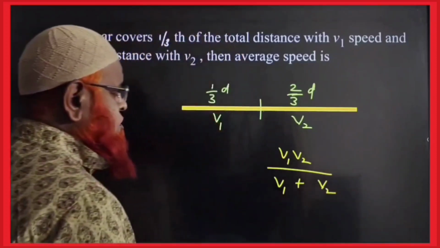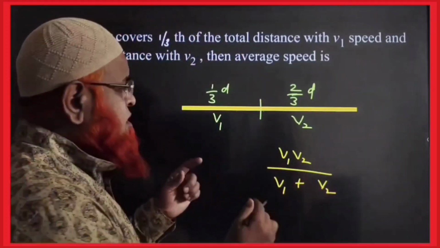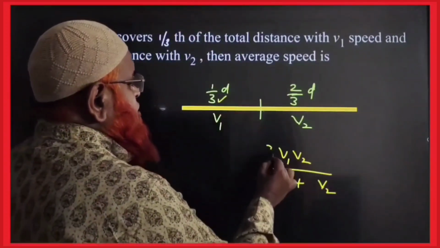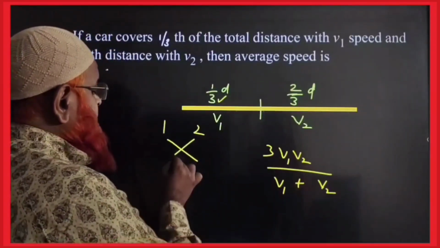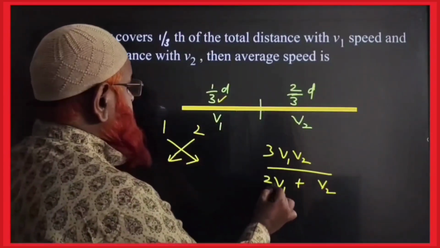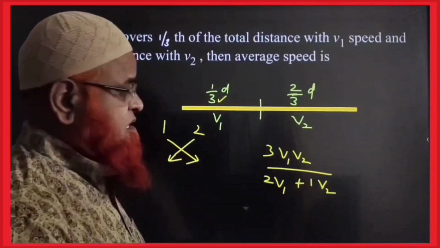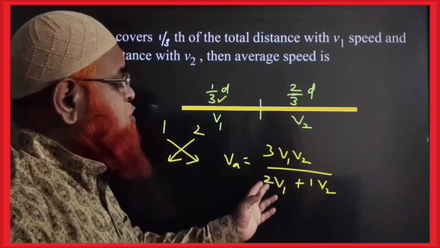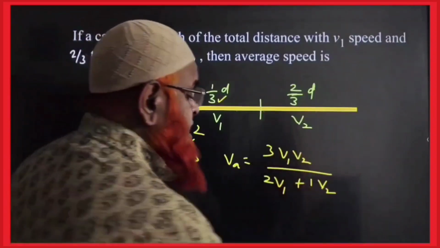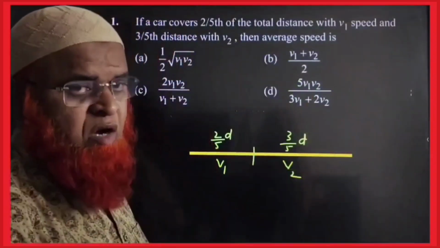Okay, and you know 1/3 and 2/3 is there, no? So the 3 you have to take in the numerator. So 1/3 and 2/3, crisscross. First you take 2 and then you take 1. That's it. So your answer is ready. V average is nothing but 3v1 v2 by 2v1 plus 1v2.